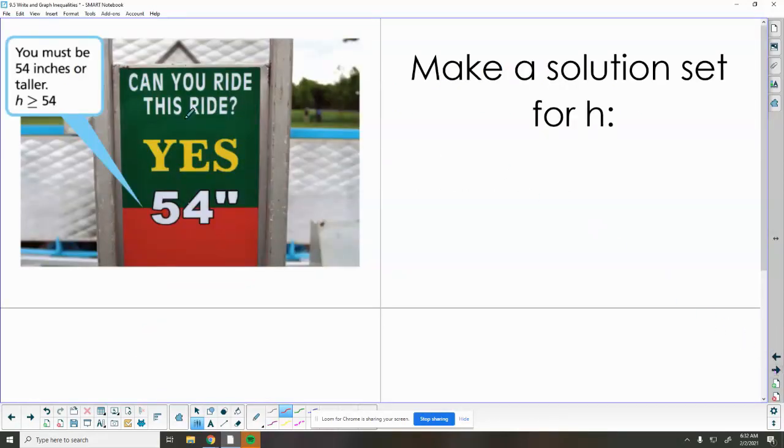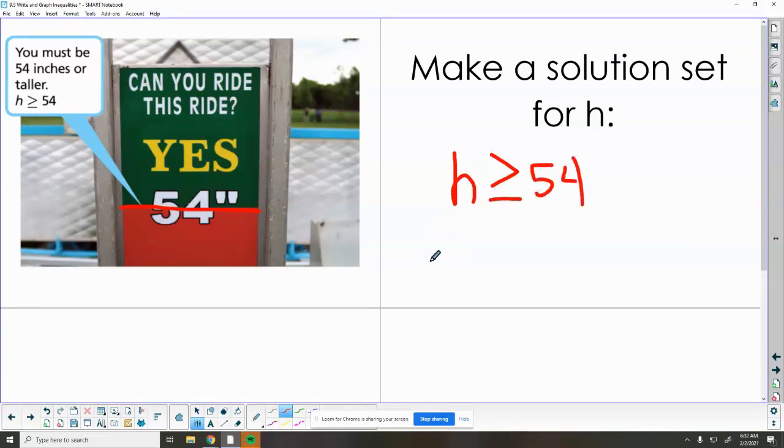So we're going to try to make a solution set for this little picture here. So this tells us, right, can you ride this ride? We've all seen these before at the carnivals and things like that. And you have to stand up here. And if you don't hit this line, you don't get to ride. So, right? No. Yes. So let's take a look at their equation. So they said h, their height has to be greater than or equal to 54.